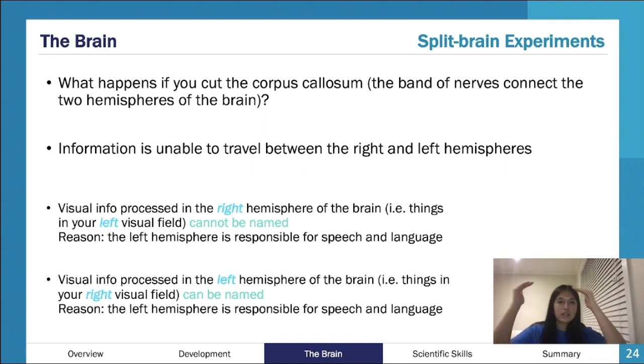Because again, that road is cut off. The right side of the brain is by itself. The left side of the brain is by itself. Any functions that are exclusive or mainly on one side or the other can't be shared anymore because of the band of nerves being gone.